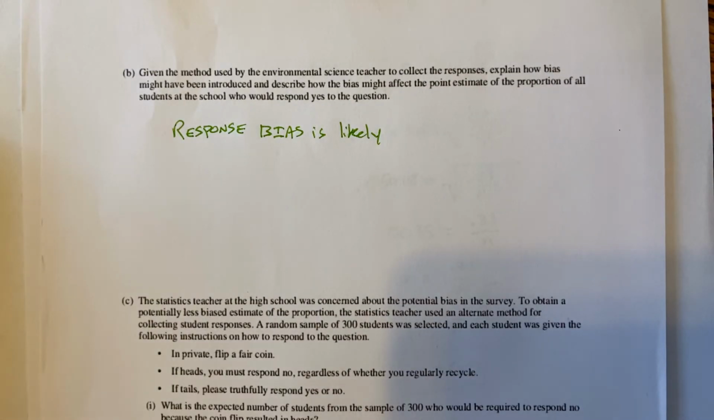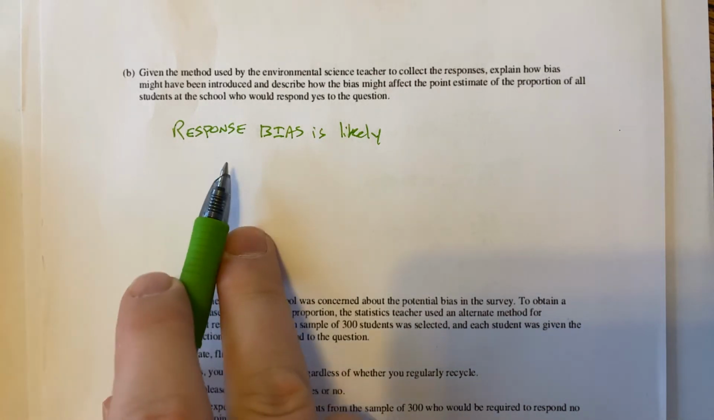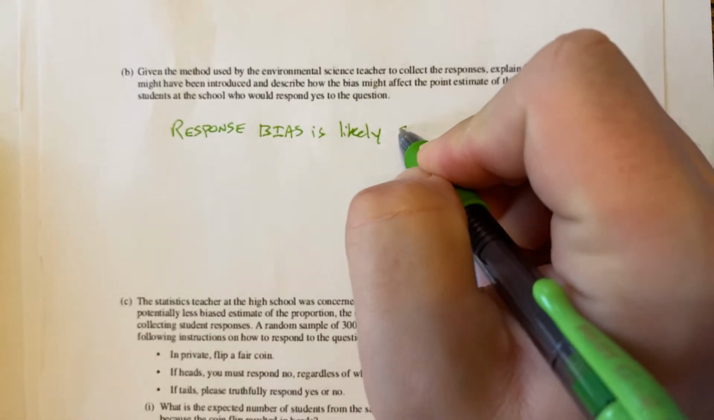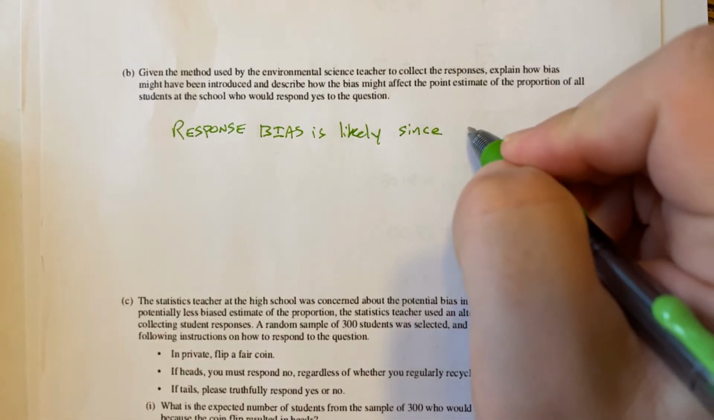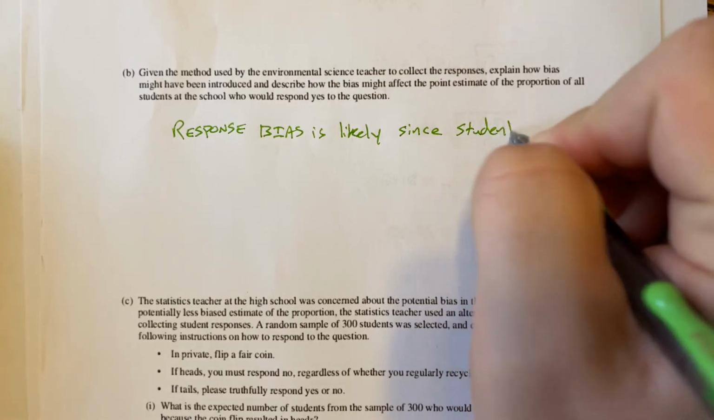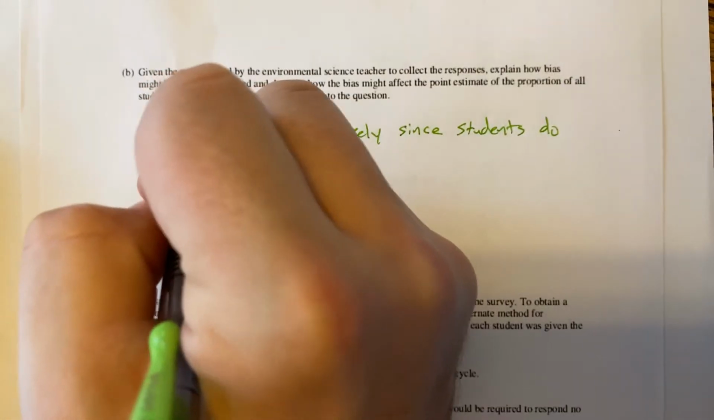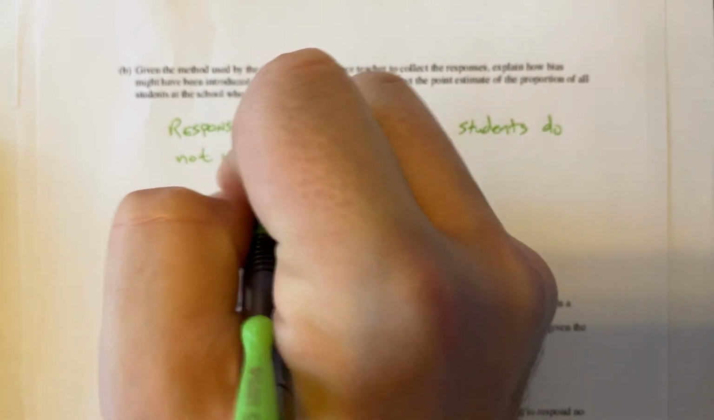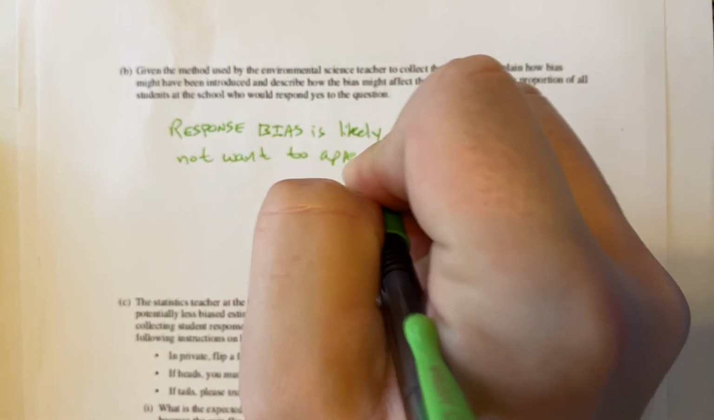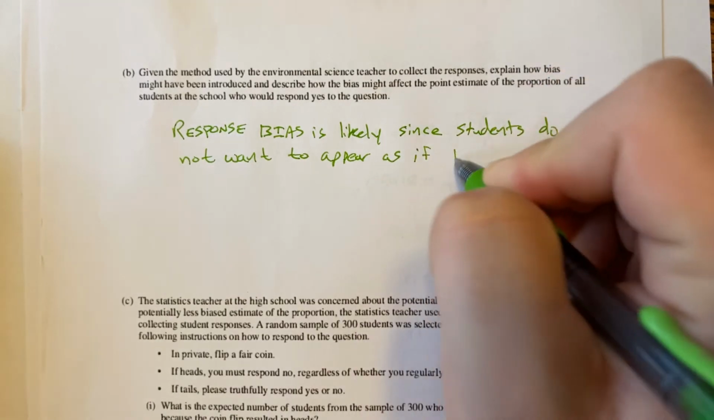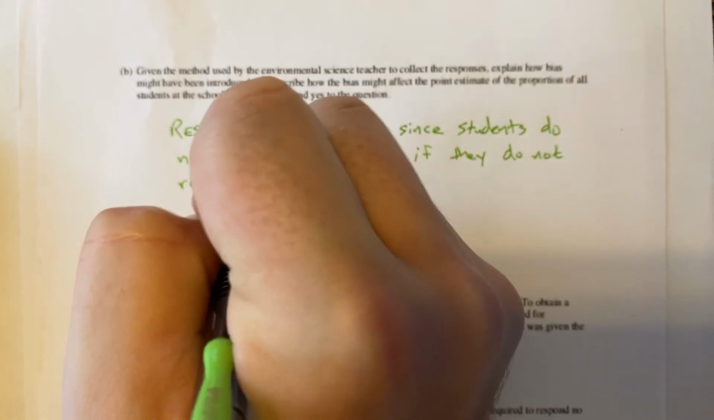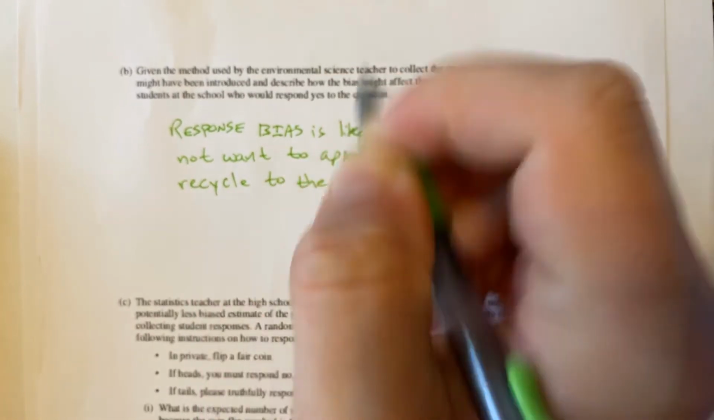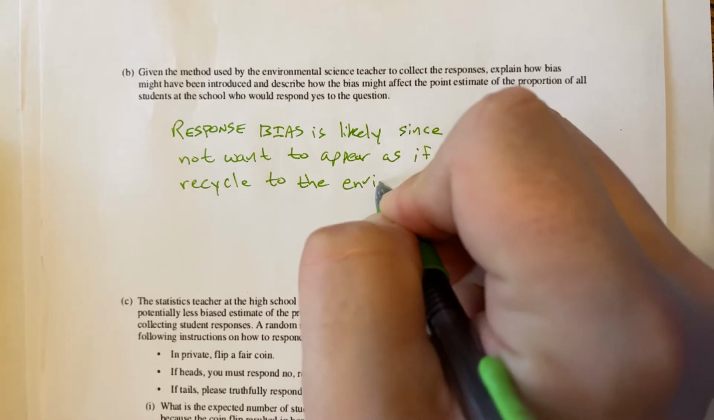And the reason is students are more likely to lie to a person that they don't want to come across as unfavorable. So that's likely what happened here. And that would have an increase in the actual proportion. Since students do not want to appear as if they do not recycle to the environmental science teacher.